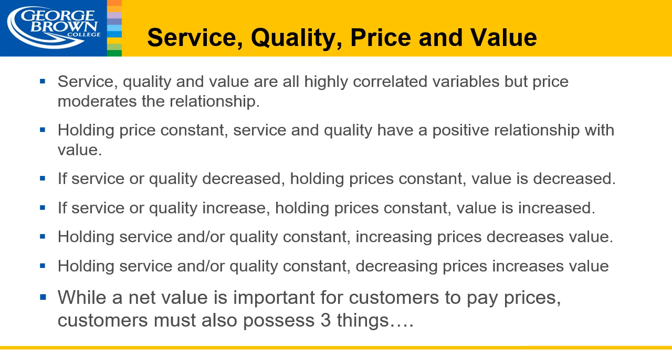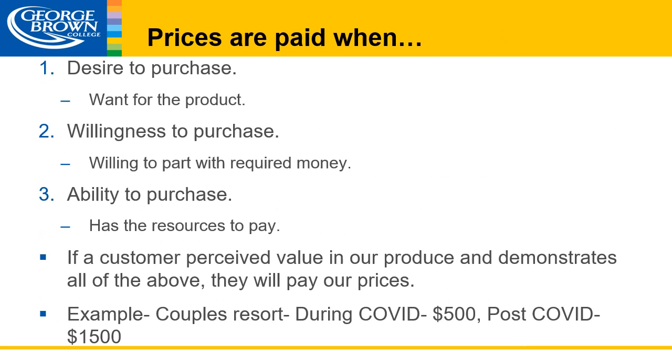But it's also important to realize that while these relationships are very true, a customer must also possess three things to make a purchase decision, and we'll talk about those next. Prices are paid when customers agree with our prices or our assigned value. They must perceive a net value when they take into consideration their own perceived value. But they also have to exhibit three things in order to actually make a purchase.